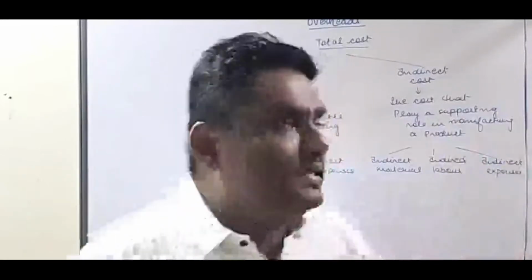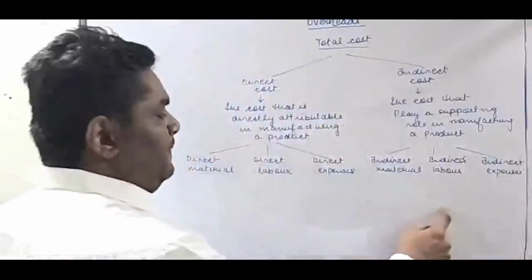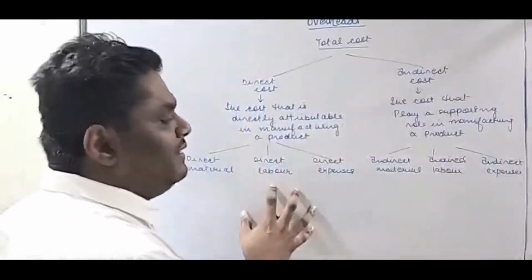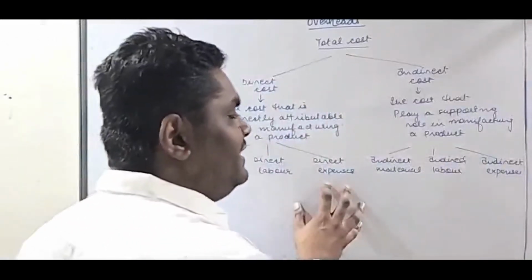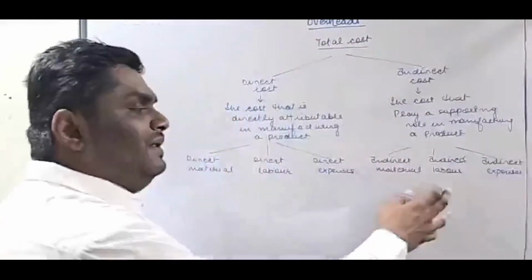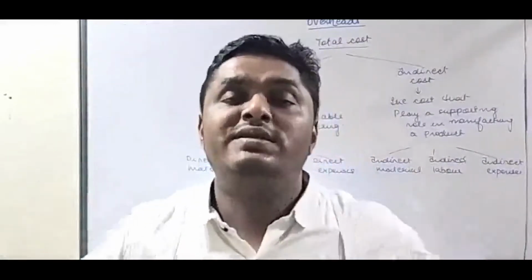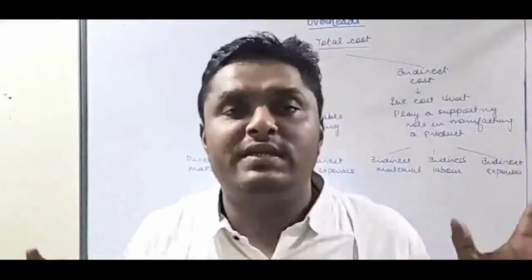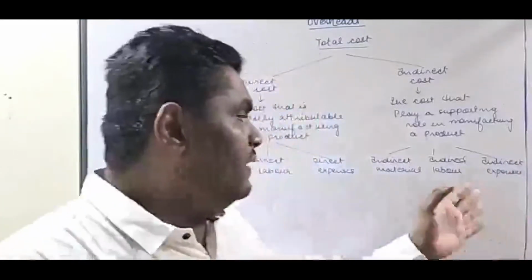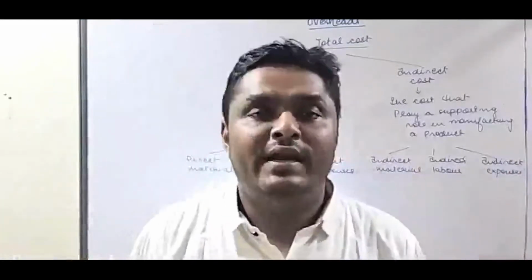So the expenses which are not covered in any other category, that is neither direct material, neither direct labor, neither direct expenses, neither indirect material, neither indirect labor, are all covered in indirect expenses. There is no list of indirect expenses. It can be anything. Everything what is not covered in these 5 points will be covered in indirect expenses.